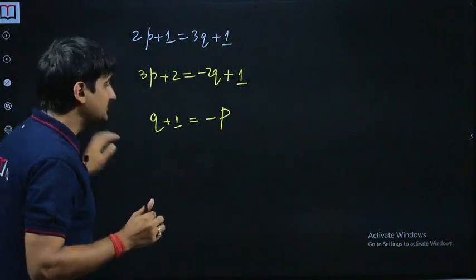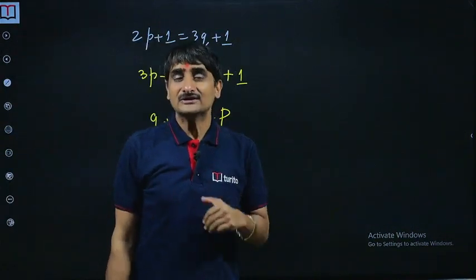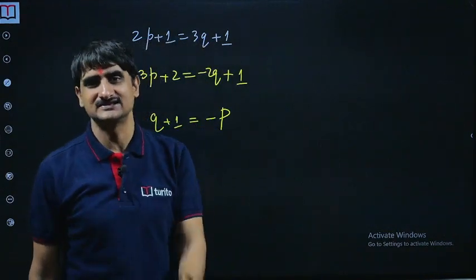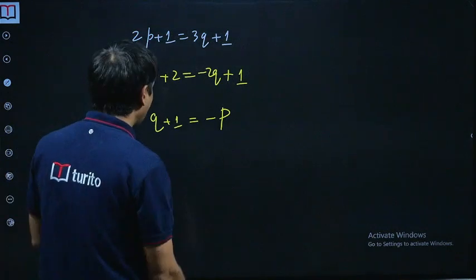Now we have 3 equations in just 2 unknowns. So why do we have one extra equation? We have it just to check the consistency. So what we will do, we will solve any 2 of them.